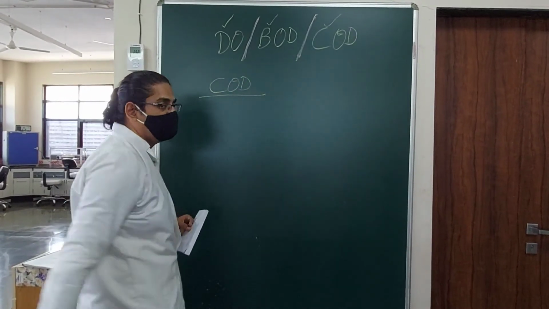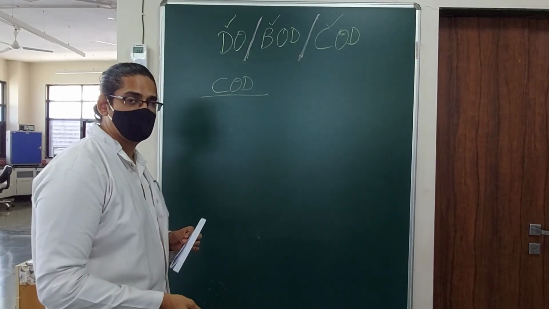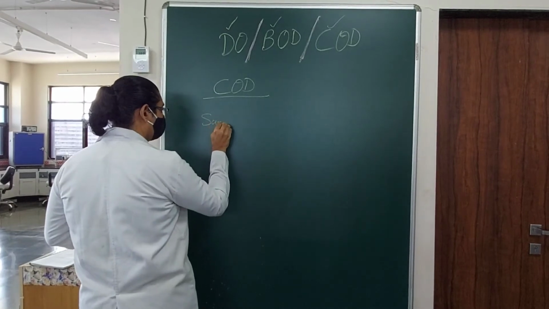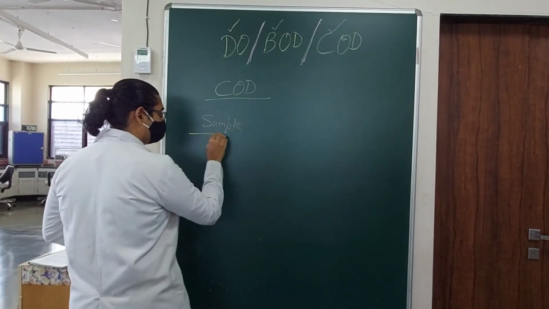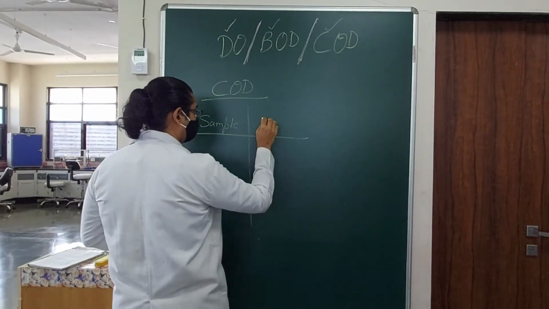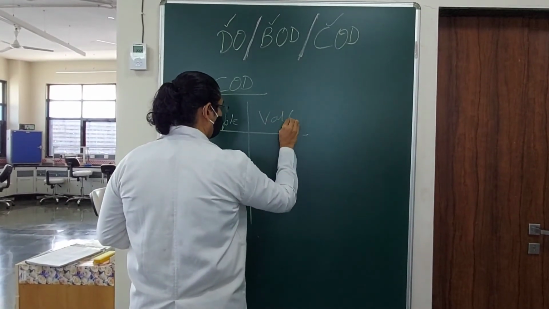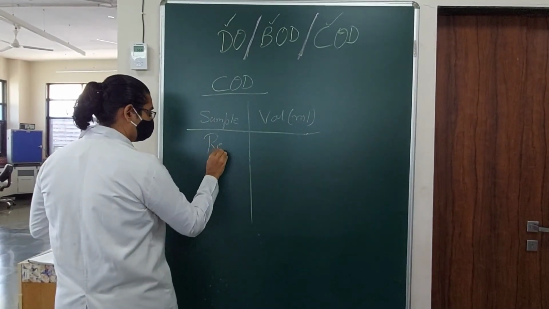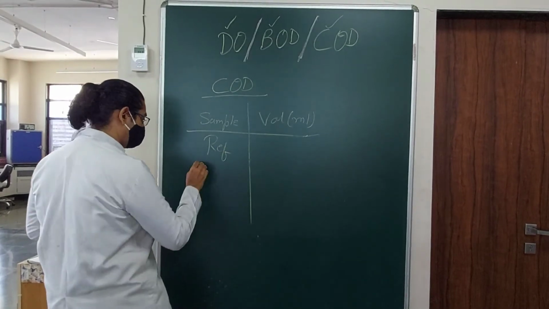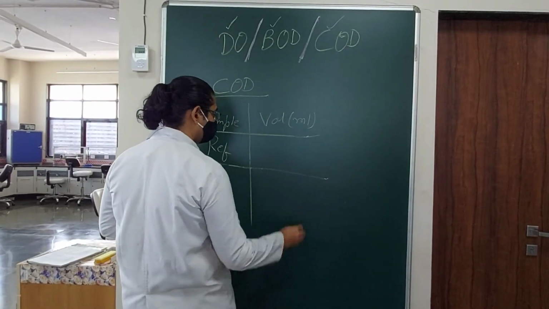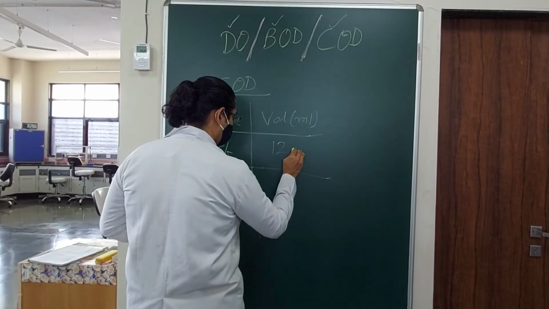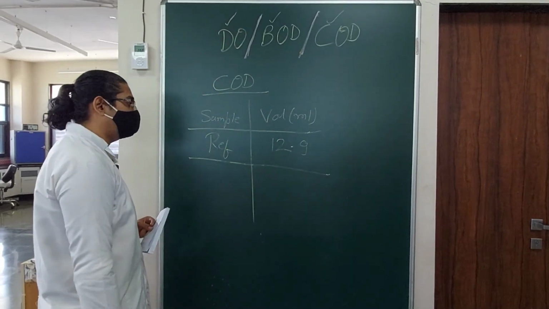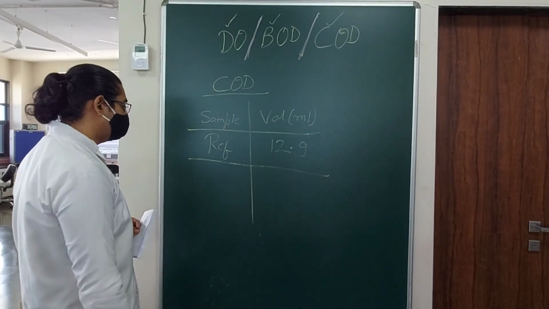Now for COD values, we use distilled water as the reference. So I'm going to call this sample, and straight away the volume of FAS, of course in milliliters, the first sample being the reference value, that is our distilled water. What is the reference value? 12.9 milliliters.